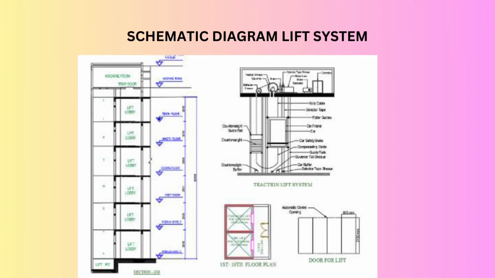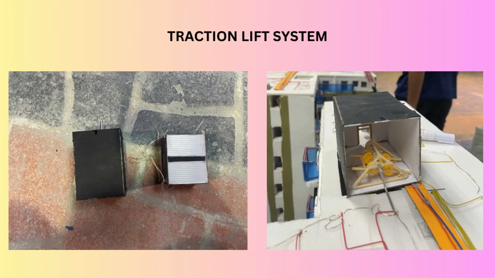Okay, this project uses a lift system, where we have chosen to use the traction lift, which has a motor room at the rooftop of the building. So this is a schematic diagram of the lift system that has been drawn by us. This is the traction lift system, and in the figure below we can see the car of the lift connected to the motor room, and in the right picture we can see an example of the motor room that has been created by us for this miniature building.